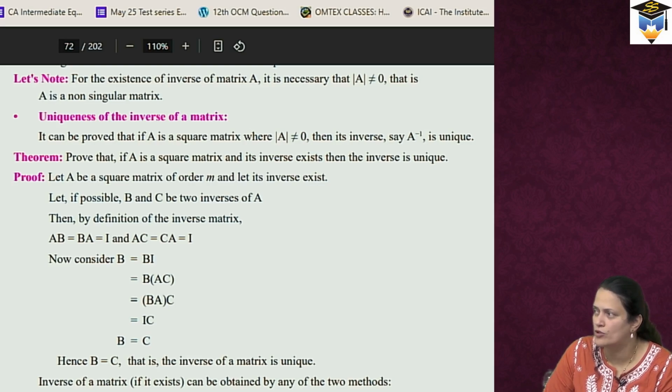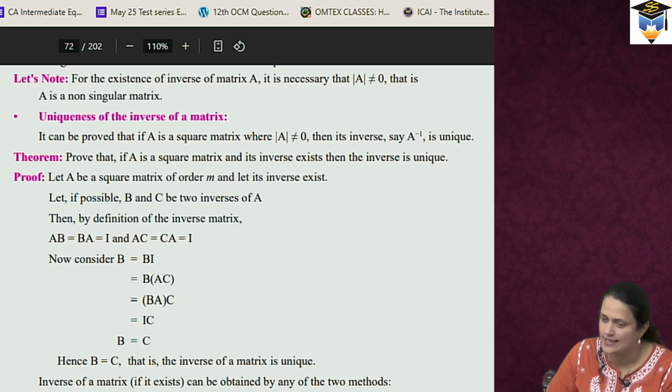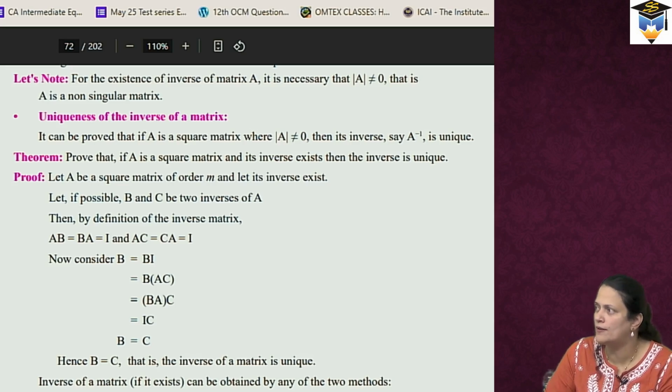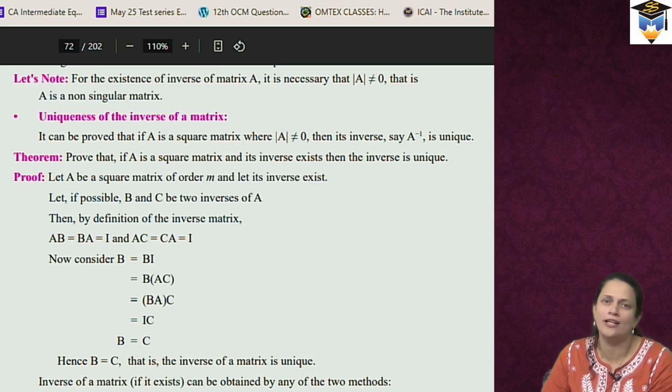Okay, so you are able to understand. 2.4 exercises are left, I know, but in 2.4, what all have we done? We have not finished. The entire exercise will not be done by me.